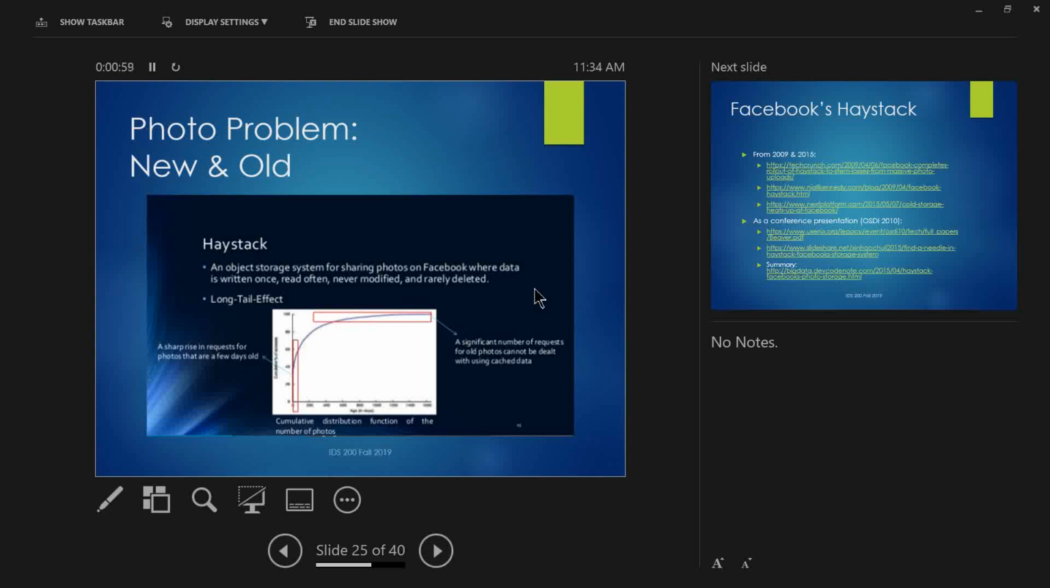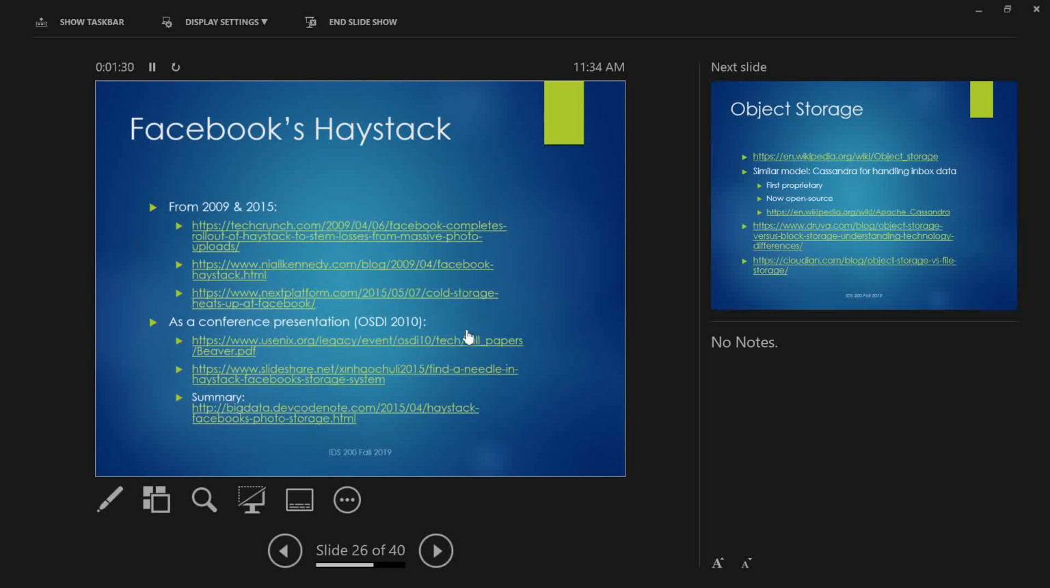There's a surprising number of photos that are older that are still getting some traction as far as views. What this means is Facebook can't set up a system where they basically take 20% of their images and put them in some really slow system. Instead, they have to maintain pretty good retrieval performance, even for these older ones, because people are still looking at the older ones now and then.